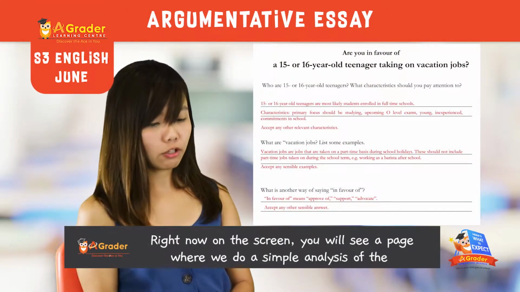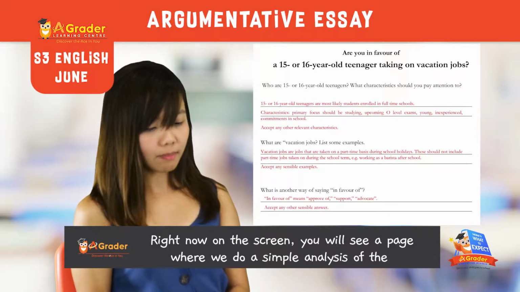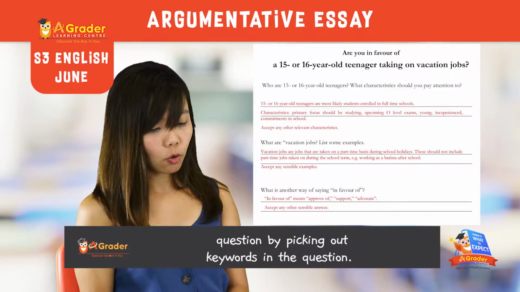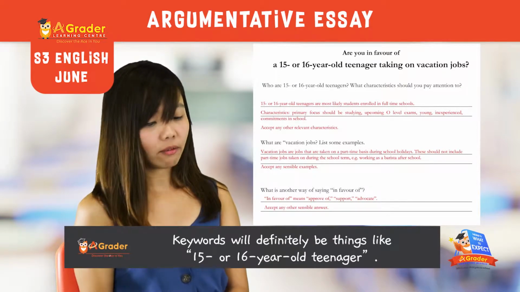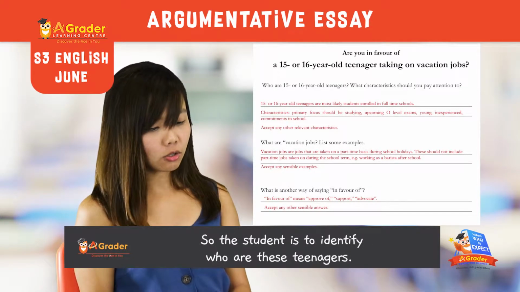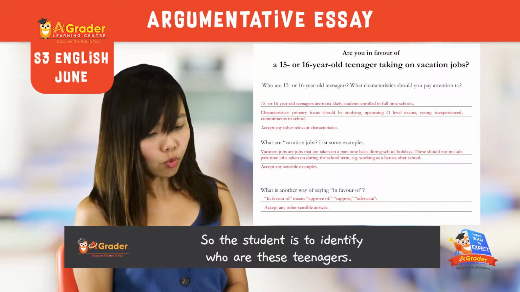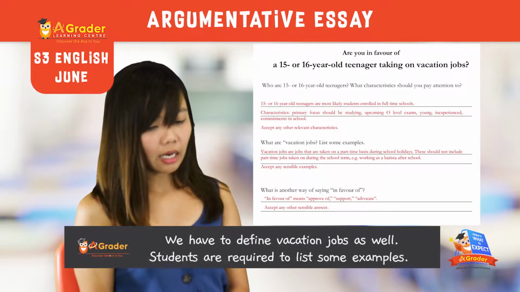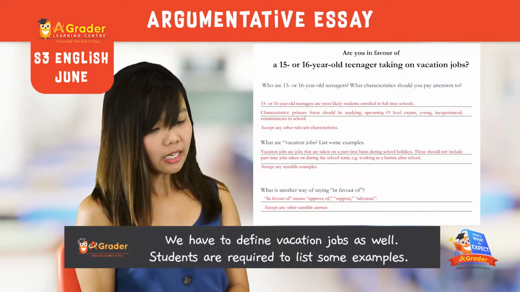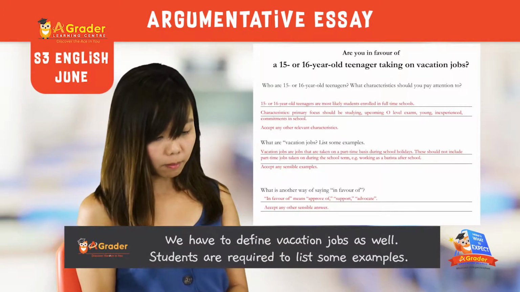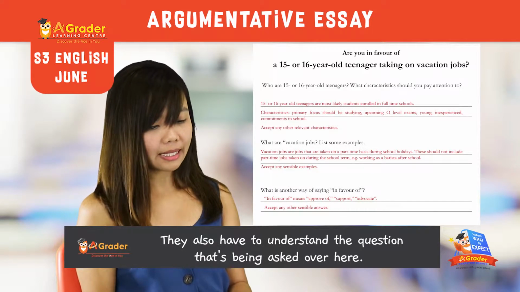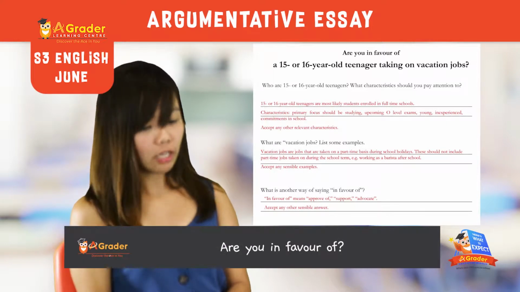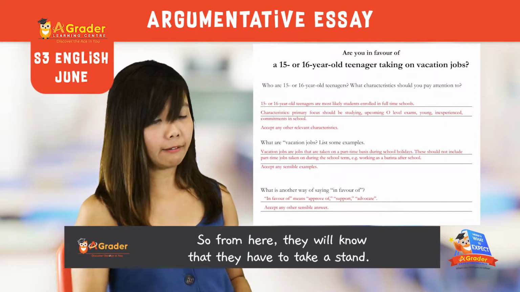So right now on the screen, you will see a page where we do simple analysis of the question by picking out keywords in the question. So definitely keywords would be things like 15 or 16-year-old teenager. So the student is to identify who are these teenagers, what are the characteristics of these teenagers. We have to define vacation jobs as well. So students are required to list some examples, and also they have to understand the question that is being asked over here. Are you in favor of? So from here, they will have to take a stand.